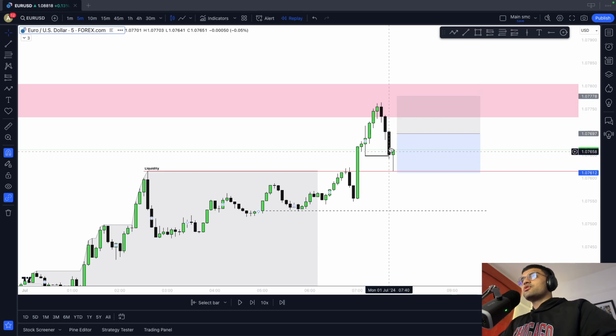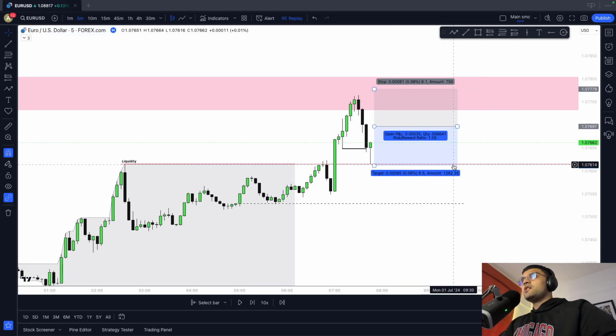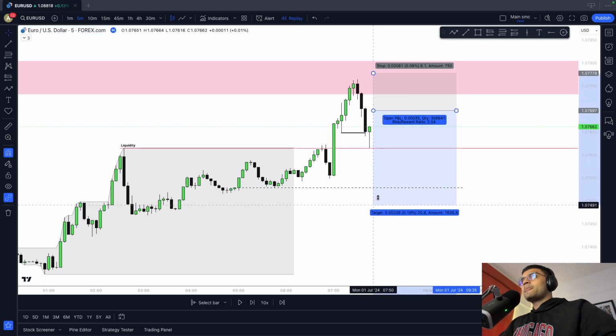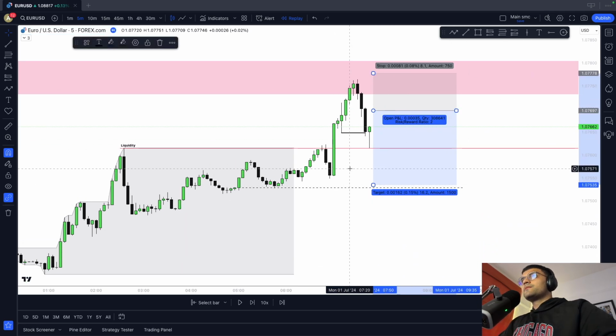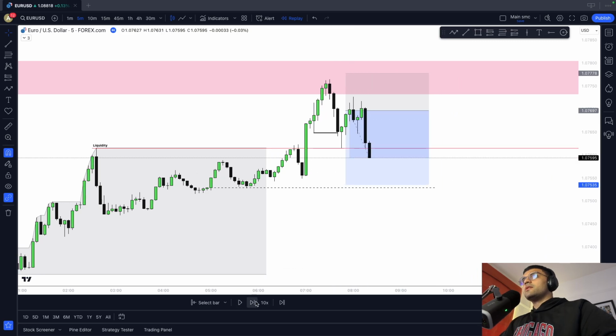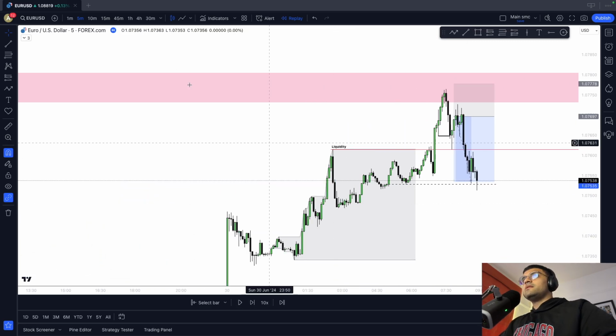And look at this, the break of structure happens at 7:40, okay? After 10, we're not taking the trade. Target a fixed 1 to 2, tagged in right there, and we get hit TP.